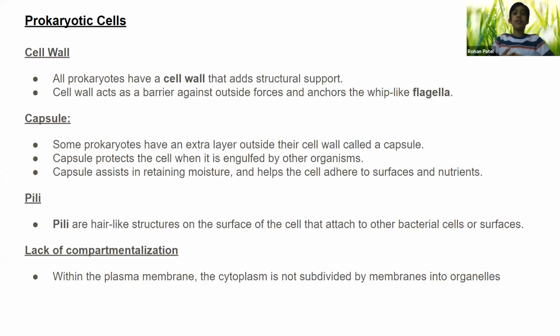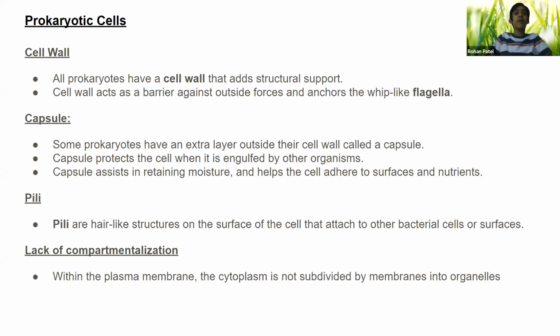The capsule is an extra layer outside of the cell wall. It protects the cell when it's engulfed by other organisms, when it's eaten. It also assists in retaining moisture and helps the cell adhere to surfaces and nutrients, for example, bread. That's where bacteria can be. Then we have our pili. Pili are the hair-like structures on the surface of the cell that attach to other bacterial cells or surfaces.